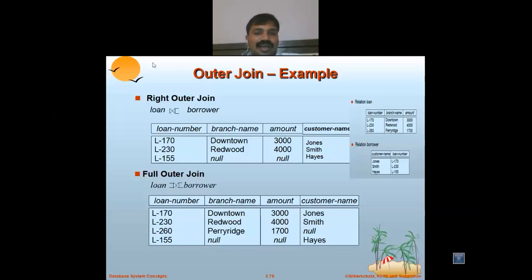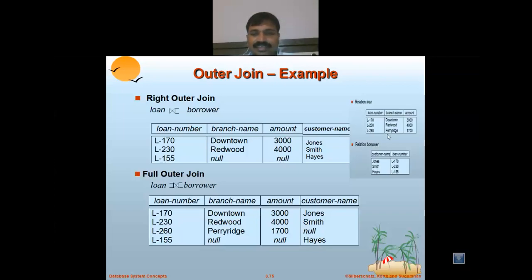So you have to use a full outer join. A full outer join means all records will be displayed. In this case, the loan table on the right side shows all records, and the borrower table also. All records of John Smith and Hayes are displayed, and where a record is not matched, for example 260, it shows a null value. Hayes has a record which is not matched with the loan, so that time it is null. For 155, no record is visible for the branch name and the amount; the record relates only to Hayes.